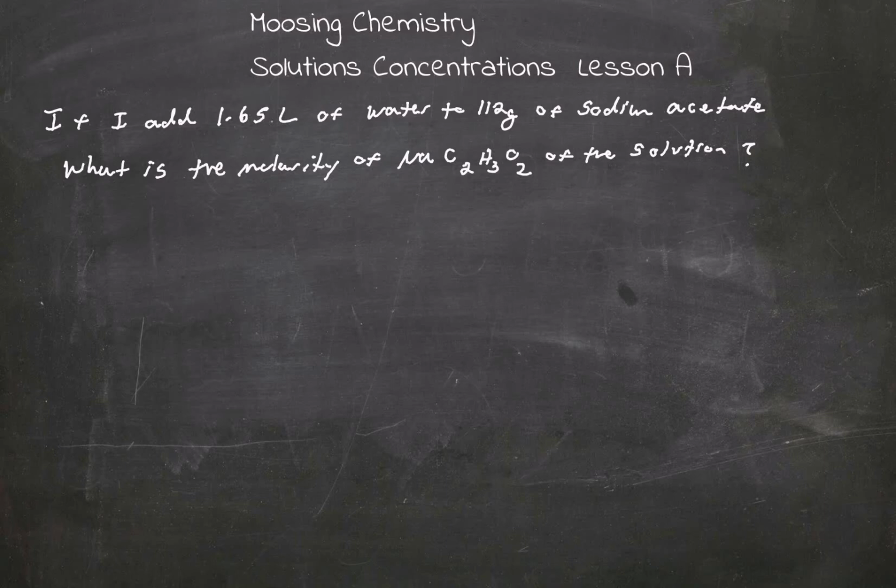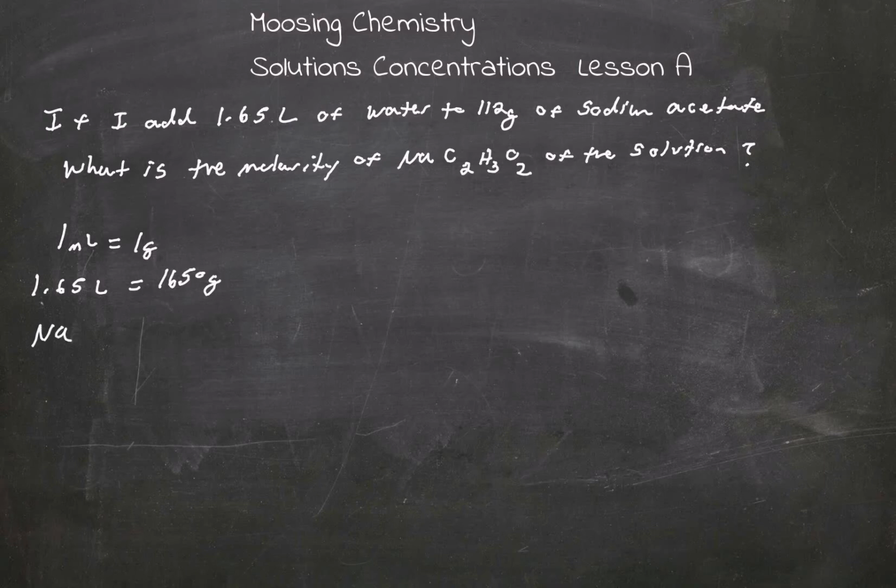Okay, first thing I have to remember is that 1 milliliter is equal to 1 gram. So if I had 1.65 liters, I would have 1,650 grams. The next thing I need to know is the molar mass of the sodium acetate.